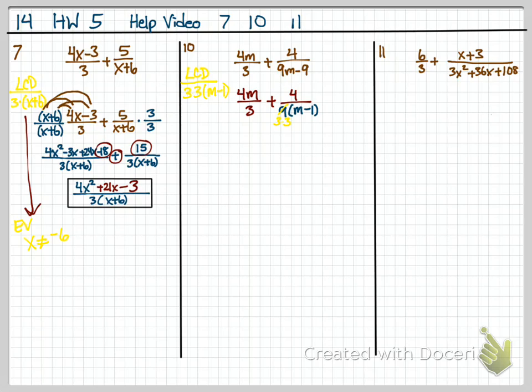And our LCD is going to be 3 times 3 times m minus 1. And we're like, what? Where did the 3 times 3 come from? Well, 9 is not prime. So we take a look at 9 and see it as 3 times 3. You already have this 1, 3 here, right?